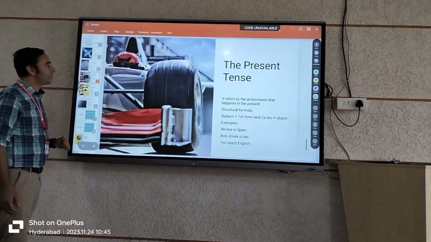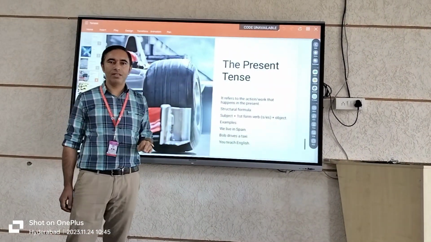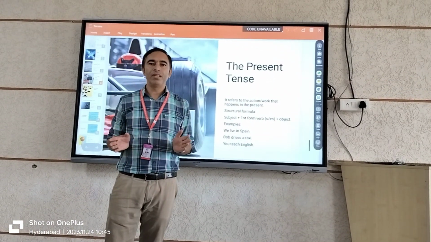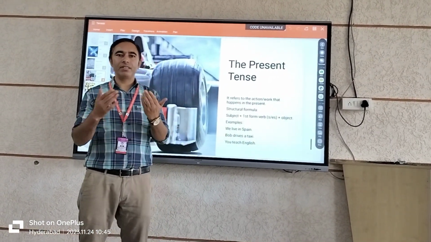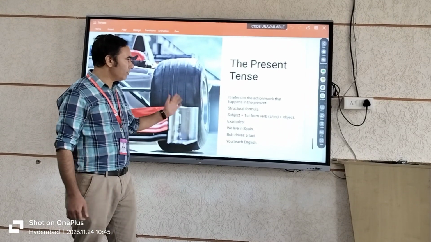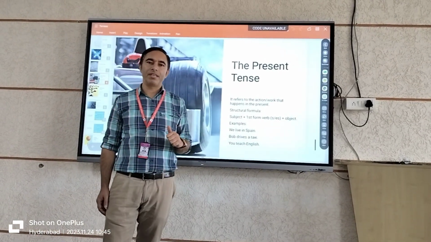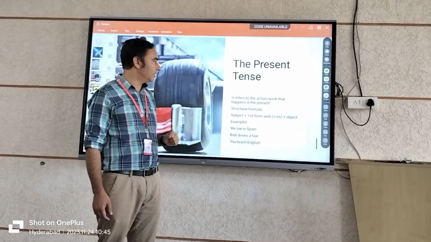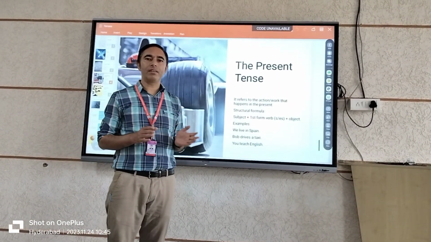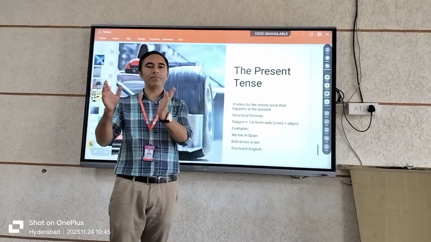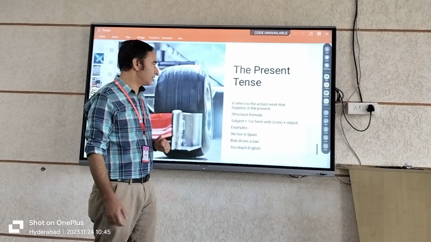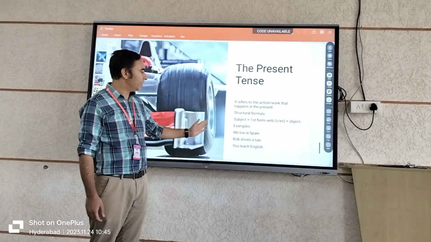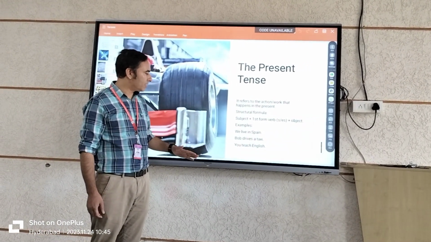Now let us talk of the present tense. The present tense refers to the action or any work that happens in the present time. And when we talk of the structural formula of this tense, we use subject plus first form of the verb, and we also add s or es when we use this form of verb with the third person singular, and also the object. Examples are: we live in Spain, Bob drives a taxi, you teach in English.